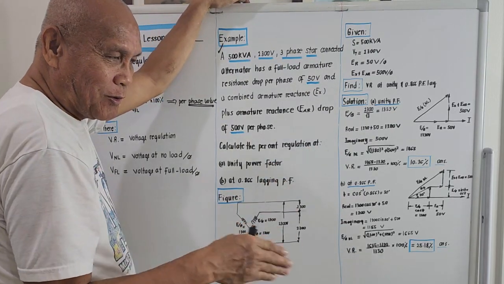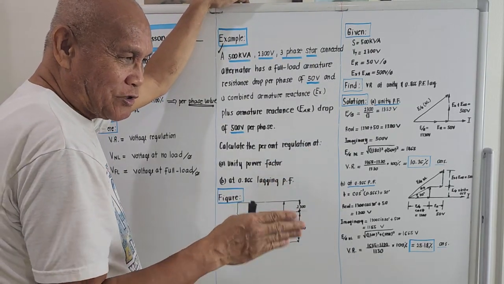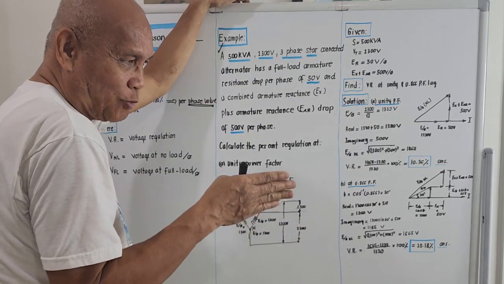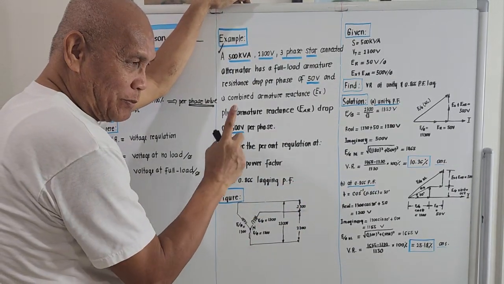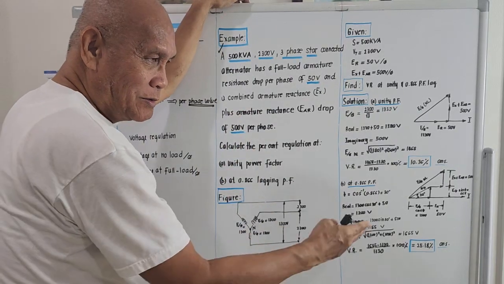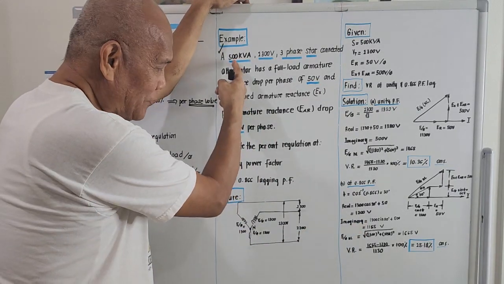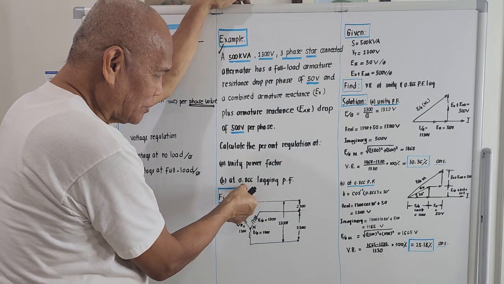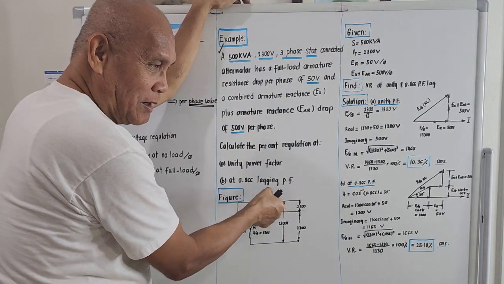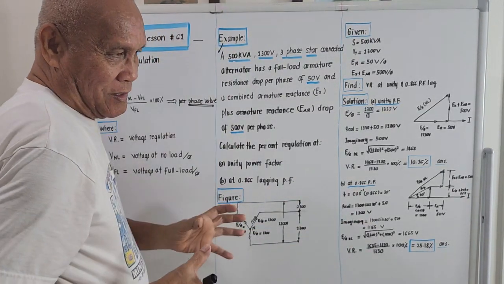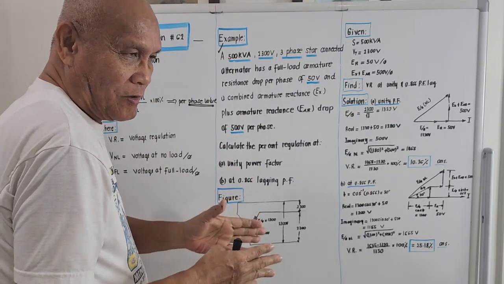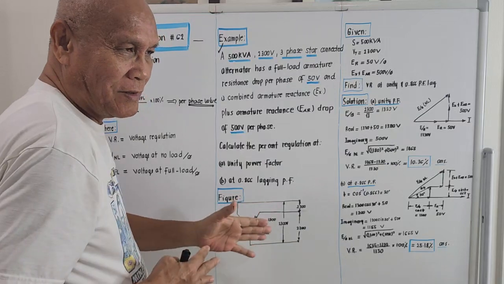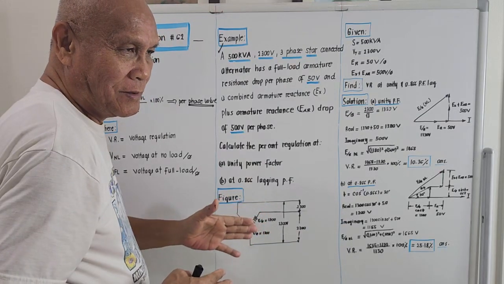How does the terminal voltage react? Will it be stable at a certain value, or will it be lower? Letter B, what will be the percent regulation if the load is 500 kVA and the power factor is 0.866 lagging? Lagging means the load connected to the alternator is lagging. It could be all motors maybe. That's why it's a lagging power factor.